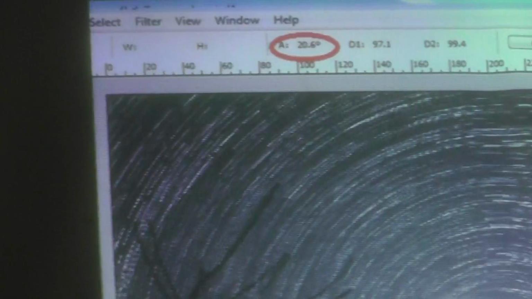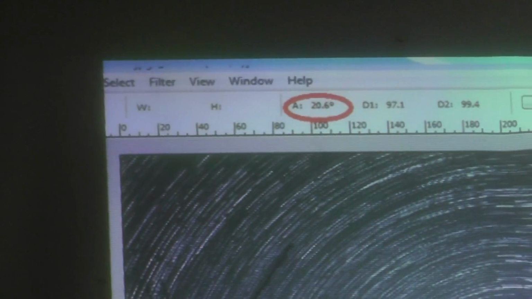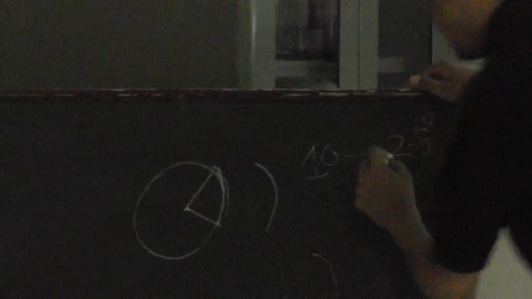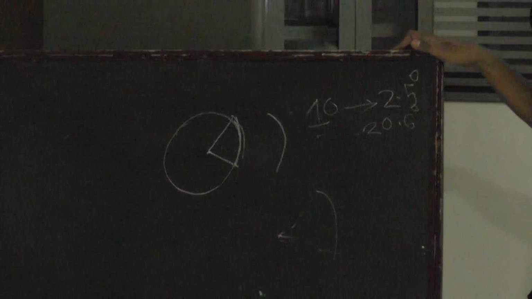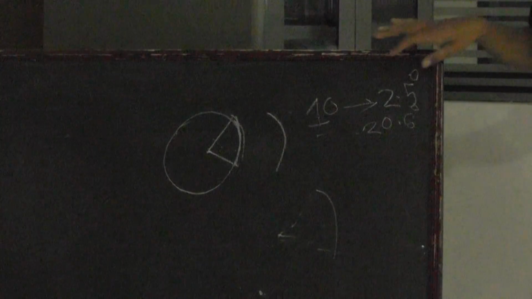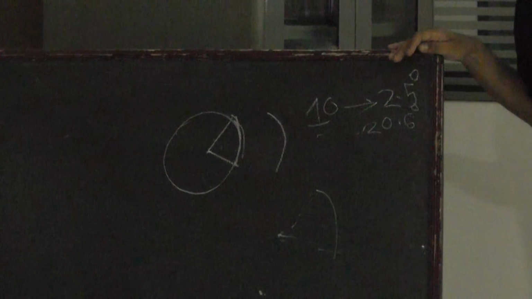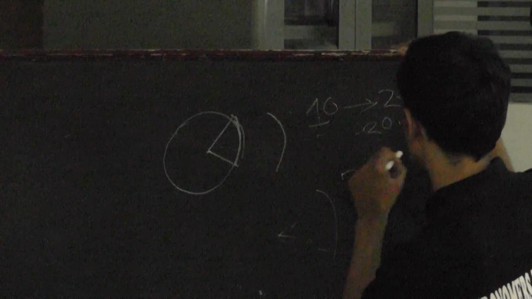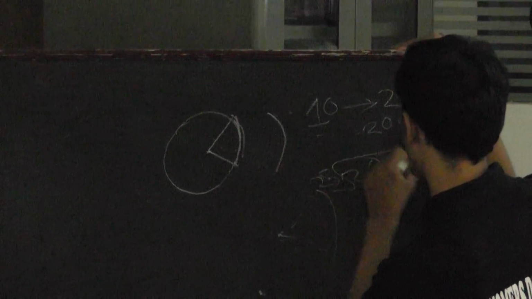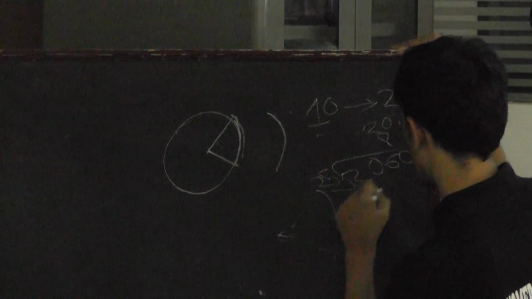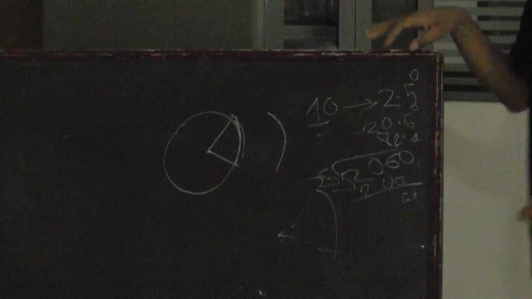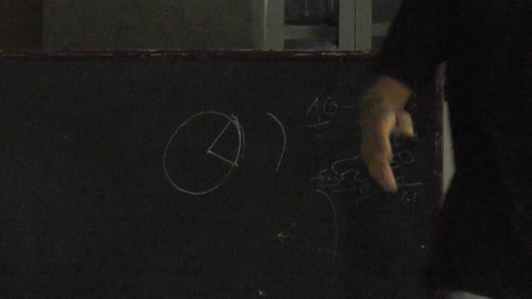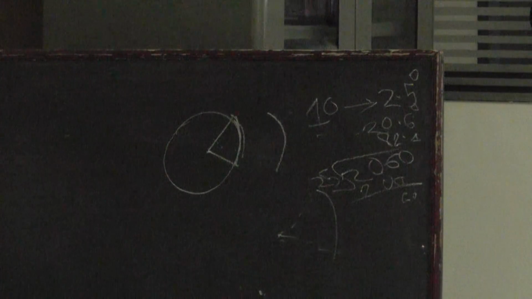So what we said was that in 10 minutes, the sky will rotate about 2.5 degrees. Therefore, for 20.6 degrees, what is the time duration? Can anyone calculate this value immediately? 90 minutes. 206 by 25, so this would be about 200, so this would be 82.4. Approximately it was 90. Let us see what was the actual value.